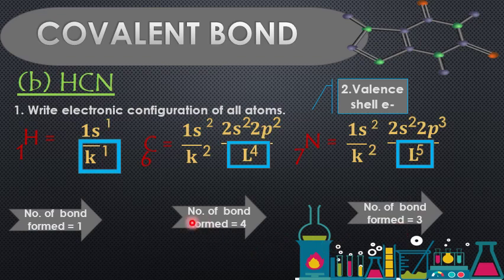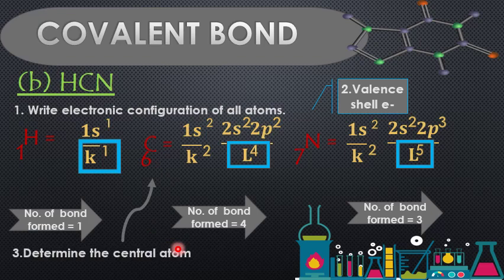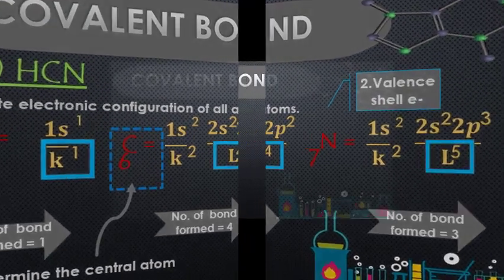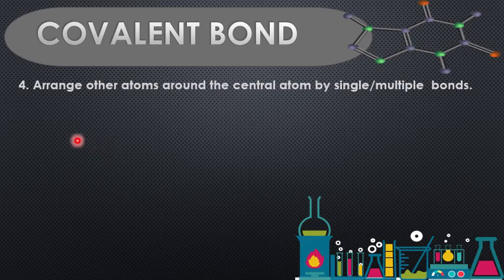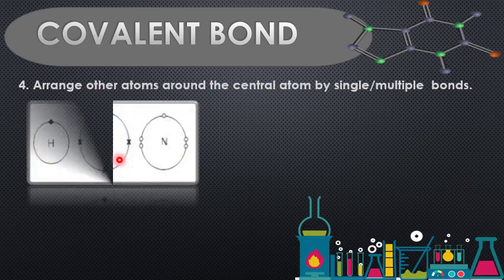So the maximum number of covalent bonds is made by carbon, so carbon is the central atom. That is how we located the central atom. We have seen that in HCN there are 3 atoms: hydrogen, carbon and nitrogen. So we have to arrange the other atoms around the central atom.